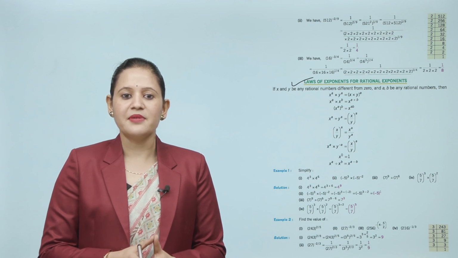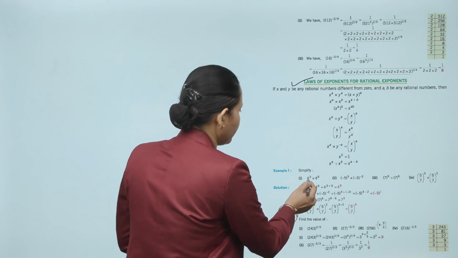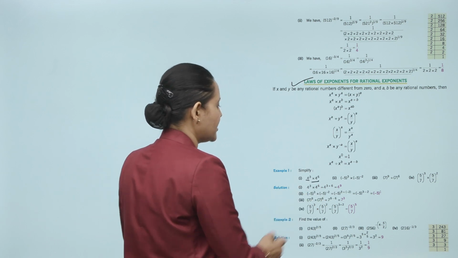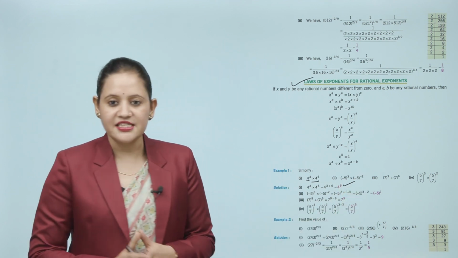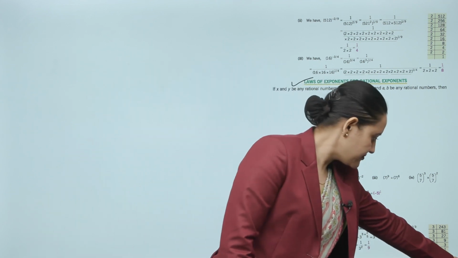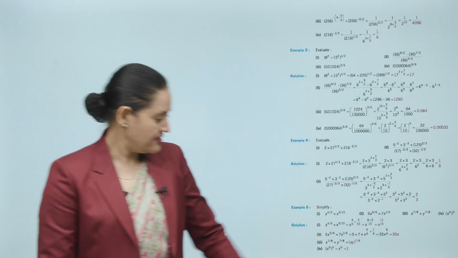4 is to power 3 multiplied by 4 is to power 6. So here base is same, दोनों में base 4 है तो पावर्स ऐड हो जाएंगी. 3 plus 6, 4 is to power 9 is our answer. Clear? Here some more examples are given. Practice it.